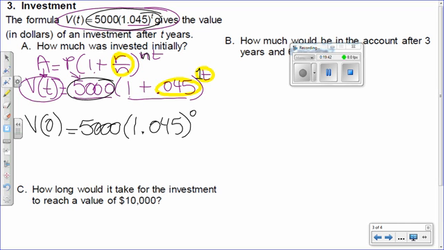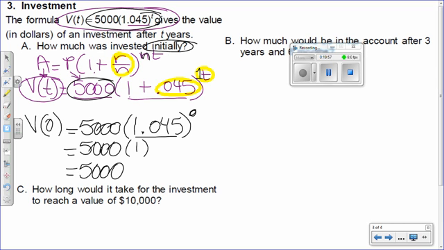And you put a 0 here. What is 1.045 to the power 0? It's just 1. So the amount is 5,000. So remember, when you say initially, you're referring to when time equals 0. Okay? Now, next question.